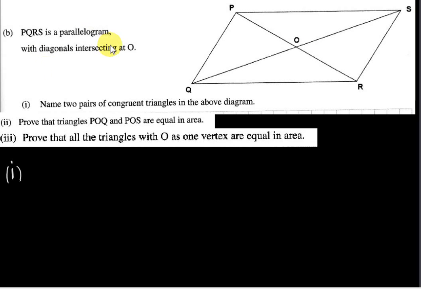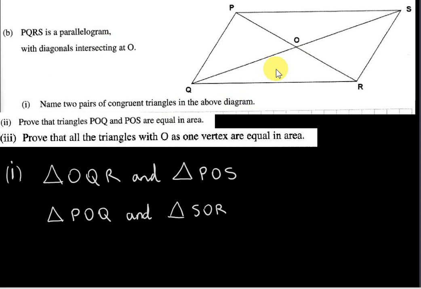PQRS is a parallelogram with diagonals intersecting at point O. Name two pairs of congruent triangles in the above diagram. Triangles OQR and POS are congruent.